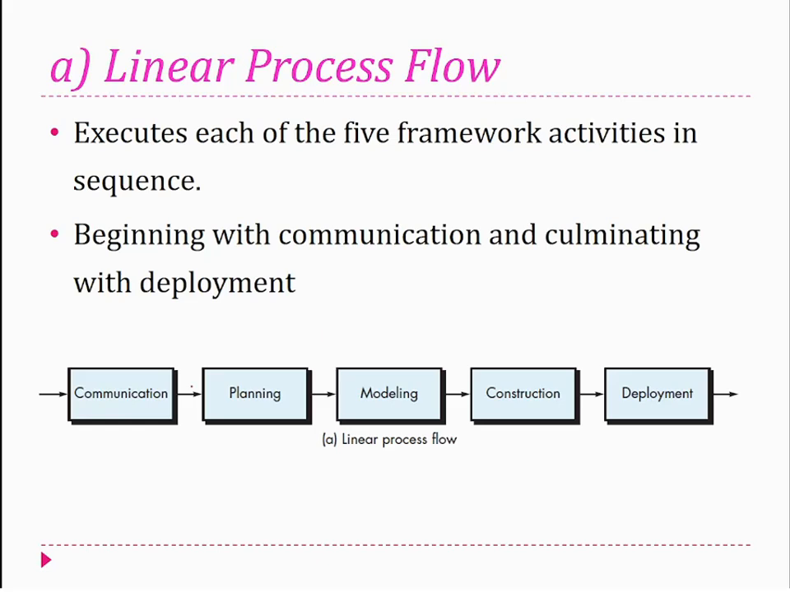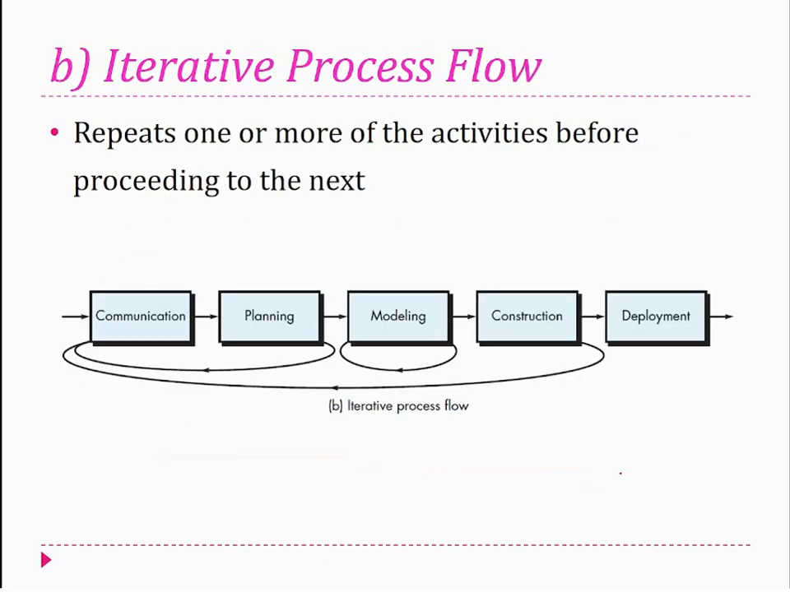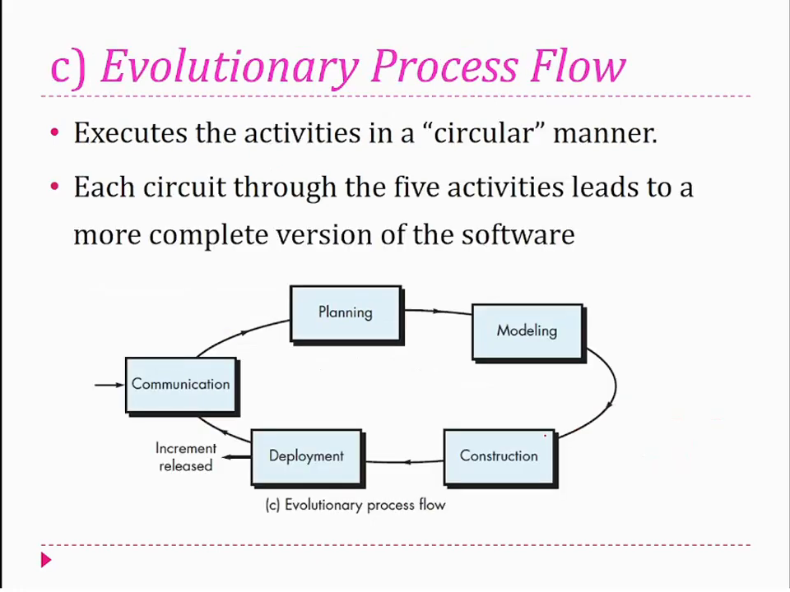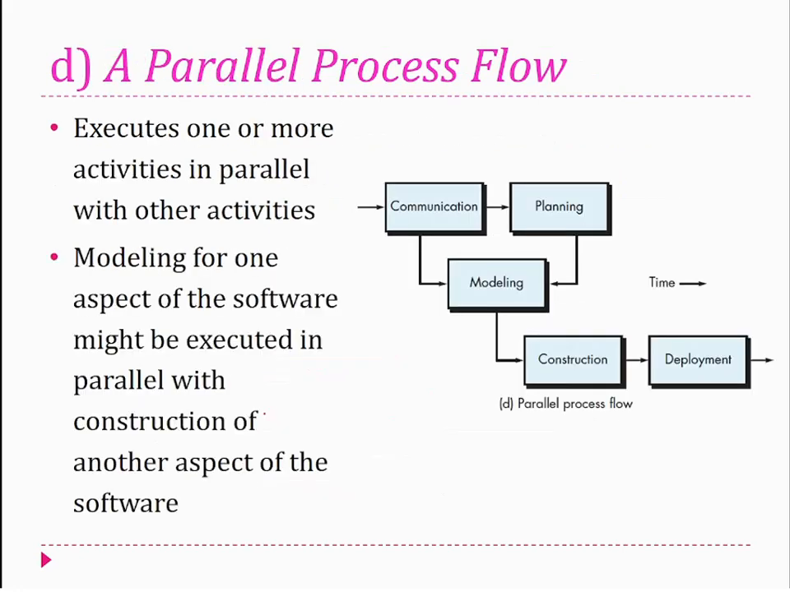The second type is iterative process flow, where one or more activities are repeated whenever improvements are required. And third is evolutionary process flow. Here, software is delivered in multiple versions. Each version adds new features until the final product is completed. And finally, we have parallel process flow, where different teams work on different modules simultaneously. This approach significantly reduces the development time for large software projects.